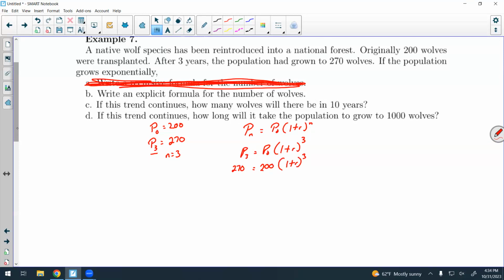Now, the most common mistake I see on this problem, hint, is that for some reason people subtract 200 instead of dividing by 200. Please do not make that error. We divide both sides by 200, and we get 1.35 equals (1 plus R) to the third power.